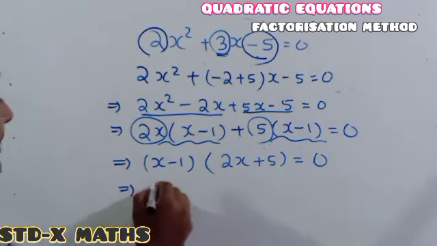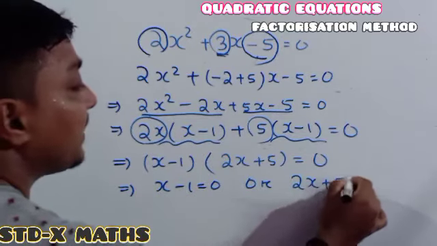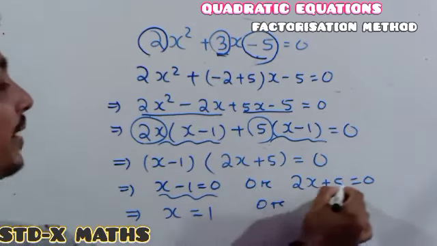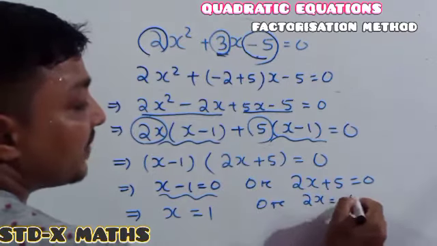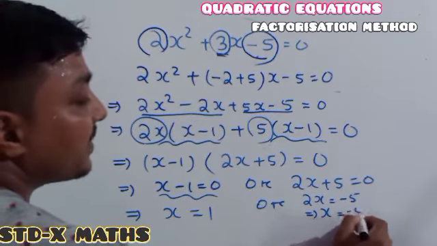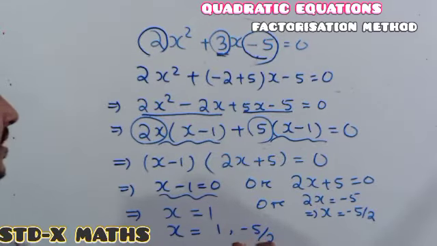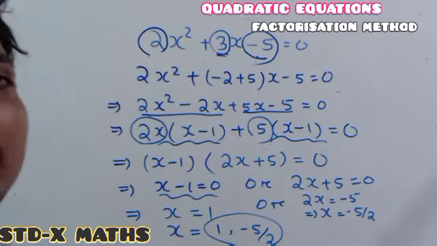It implies x minus 1 is equal to 0, or 2x plus 5 is equal to 0. Whenever x minus 1 is equal to 0, its solution is x equals 1. And whenever 2x plus 5 is equal to 0, see clearly, it implies 2x is equal to minus 5, which implies x is minus 5 by 2. So it is clear that the two roots are 1 and minus 5 by 2. Both are the roots of the quadratic equation, otherwise one can also say both are the zeros.